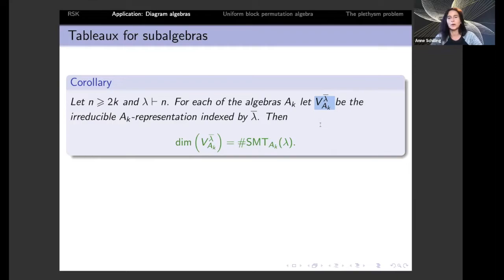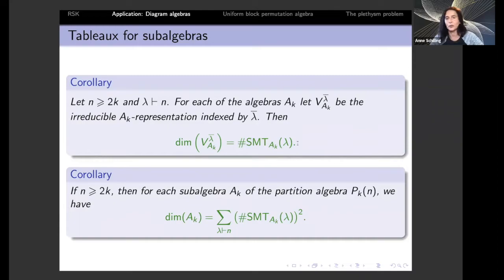The dimensions of these irreducibles are precisely the number of elements in these sets of tableau corresponding to the subalgebra. So with these properties that I've just described, any questions so far? And then another corollary is that the dimension of the algebra itself is again the sum of the squares of the number of tableau. Okay, so again, this is sort of a complete analogy to what you do for the RSK algorithm.